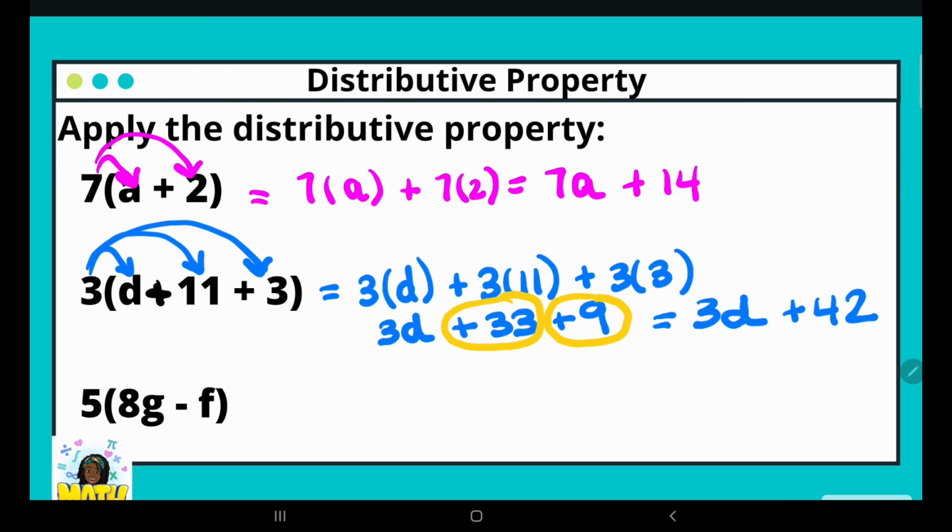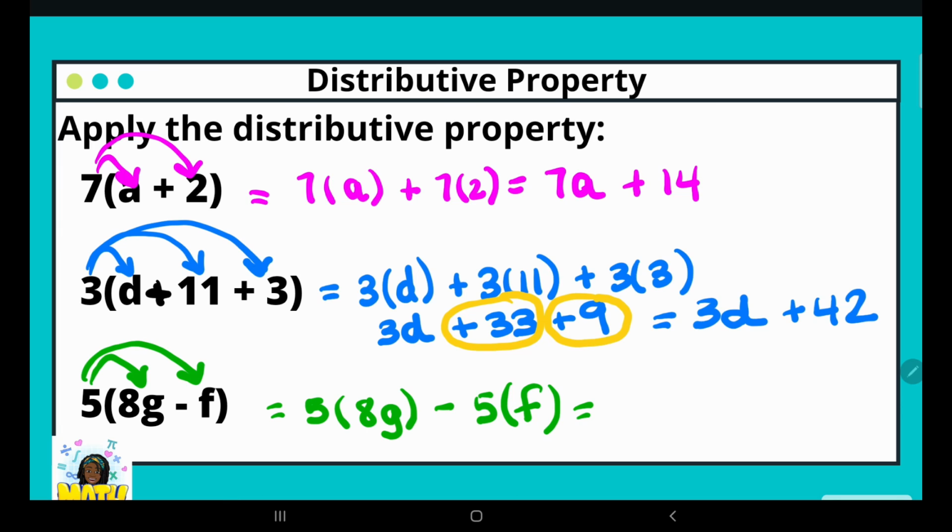Okay? Now let's take a look at the third example. So again, I'm drawing my arrows to show my distribution. And then I'm going to apply my distributive property. So 5 times 8G minus 5 times F. And then we just go ahead and simplify. So 5 times 8 is 40.